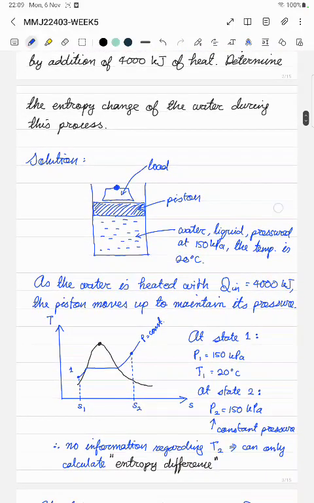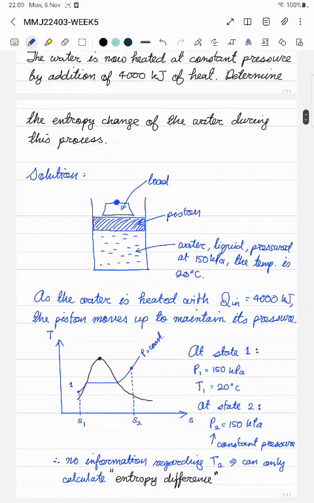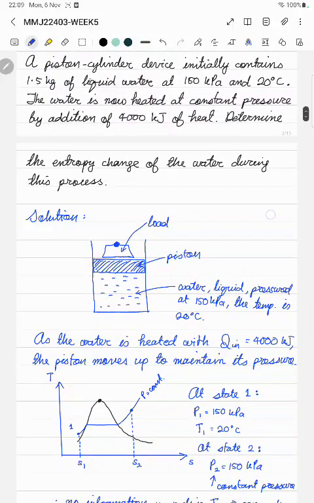Now, the image of the process would be something like this. You have a cylinder where you put a piston, where you close the lid with a piston and put some load on it, so as to create a pressure of 150 kPa. And now 150 kPa is a bit more than the atmospheric pressure.